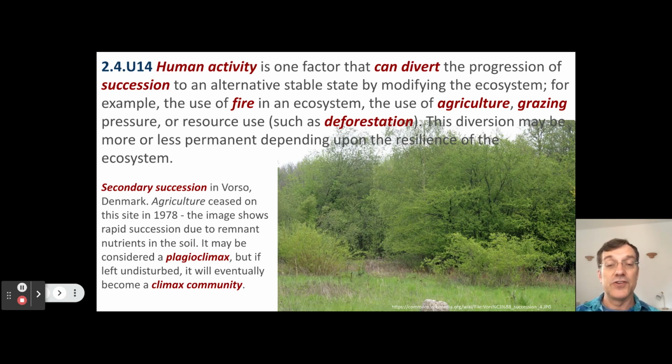The image that you see on the screen shows a place in Denmark that was previously an agricultural site. It hasn't been farmed in about 45 years. And so the forest site, or climax community, is rapidly replacing the grasslands that people brought in through the use of agriculture. That agricultural area represents an earlier stage of succession.